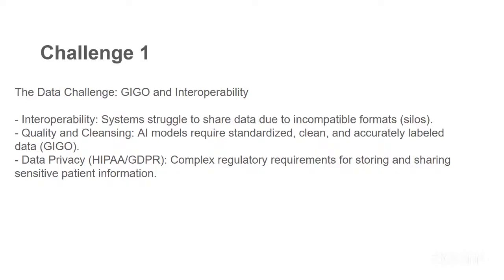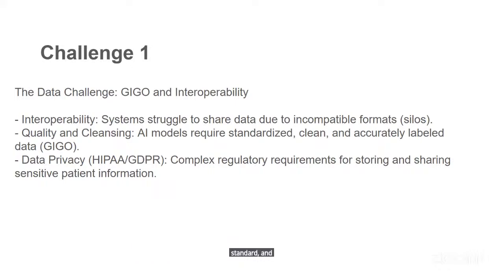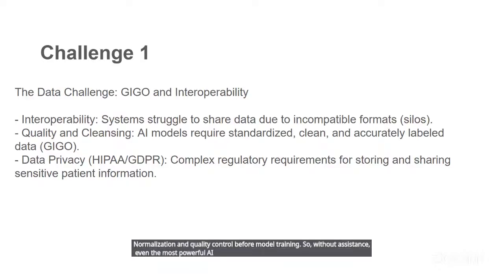And the third is why we need clean data. So that means we have to standardize our data. So AI models require data that is clean, standard, and accurately labeled. So this involves data cleansing, normalization, and quality control before model training. So without these steps, even the most powerful AI systems become unreliable.